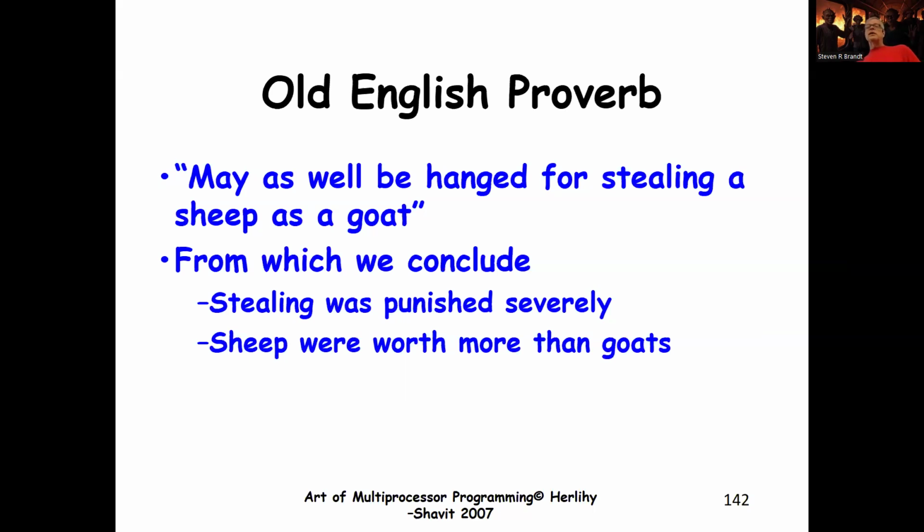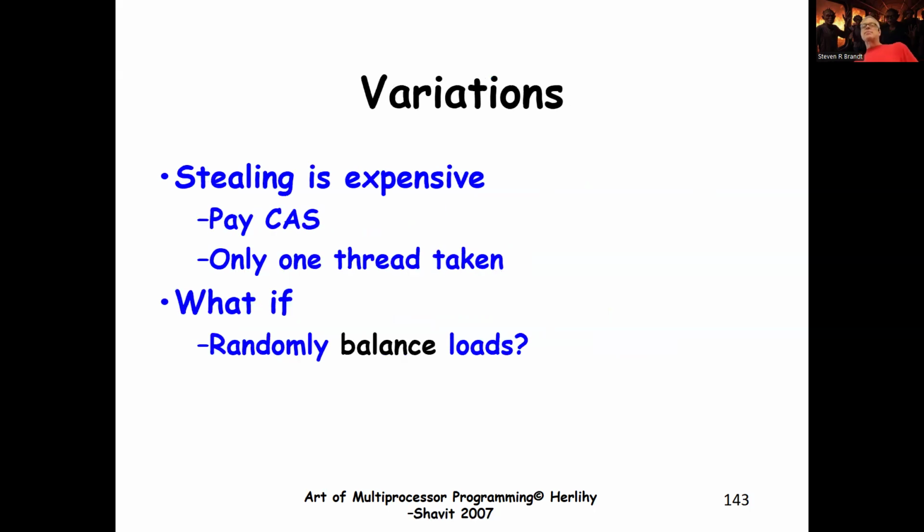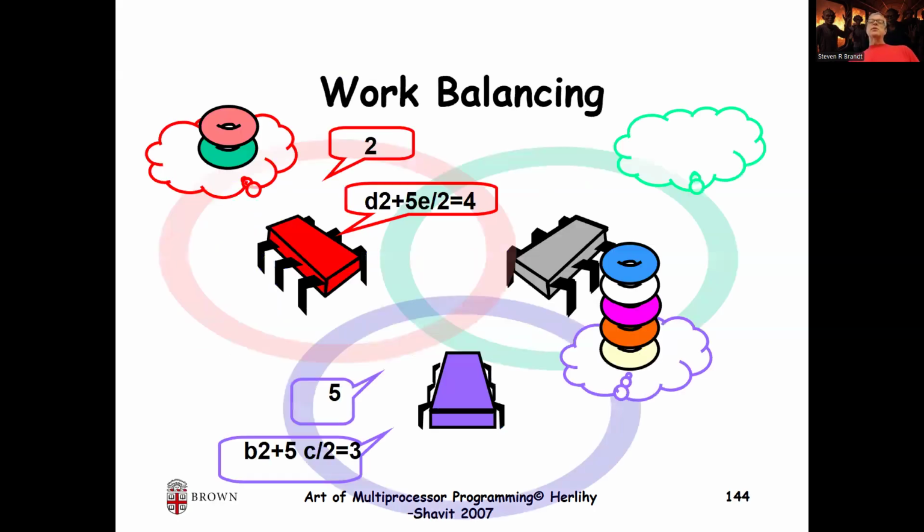Okay, so there's this old English proverb that says you may as well be hanged for stealing a sheep as a goat, from which you can conclude that stealing was punished severely and that sheep were more valuable than goats. And the message is that stealing is expensive. And if you're going to pay cash and you only take one thread, that seems like a poor trade-off, right? So what if you randomly balance loads?